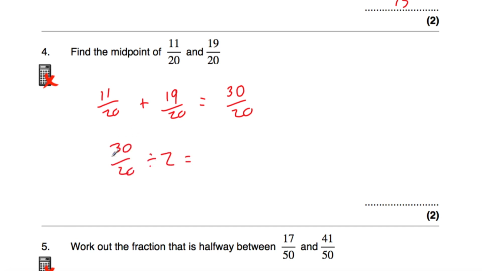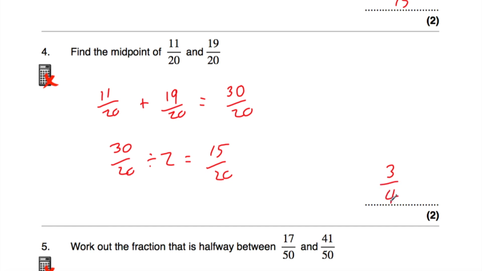Now it's quite nice because the numerator is even, so we can just half that to get 15/20. Or another way to look at it is if we had 30/20 and we half that, that'll be 15/20, and that's it. So we've got 15/20. Now that does simplify. 15 and 20 are both divisible by 5, so if we divide both of these by 5, we're going to get 3/4.